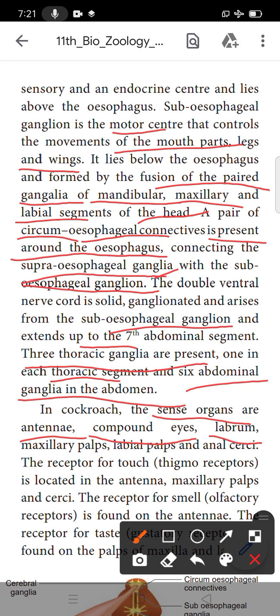The labium is also present and the maxillary palps are also present. Then the labial palps are also present and the anal cerci are also present. The anal chamber is also present. The receptor of touch is the thigmoreceptor. It is located in the antenna. Where is the touch receptor? It is the thigmoreceptor, located in the antenna.